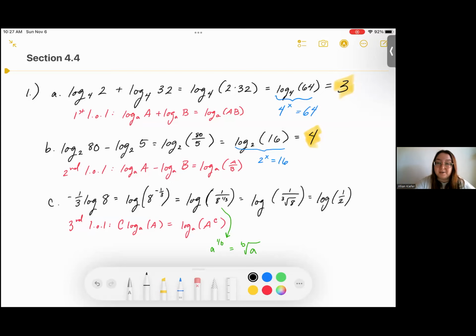Now you want to evaluate this expression. So what we're going to do is put log base 10 of 1/2 in our calculators. You can go ahead and put that in your calculator now. You can take a second to do that. And our answer will be about negative 0.30103. And that is our answer there for part C.